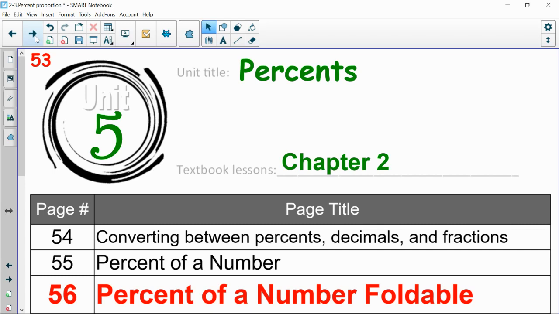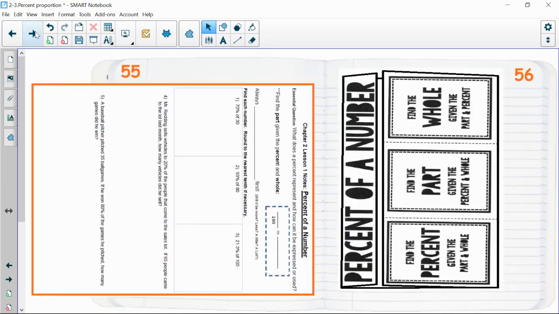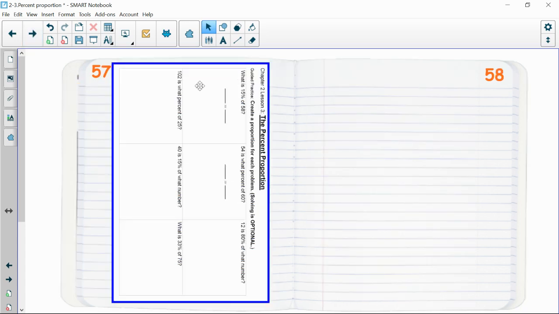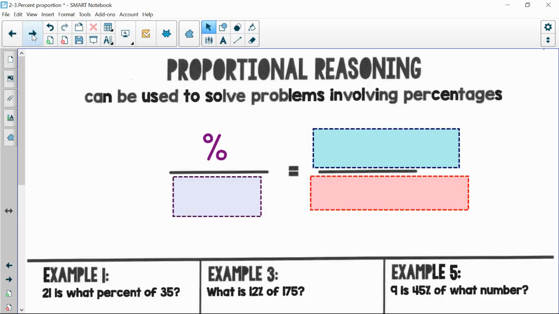All right, so we are in Unit 5. This is our third part of notes for Unit 5 with a foldable. If you're virtual and you're watching this and you printed it out, you're going to fold it so that you can see percent of the number and the three different types of equations, proportions, that you're going to need to use to solve. There is a back page to it, so we'll find a spot where you can glue it in with those examples. So let's get started with the notes.